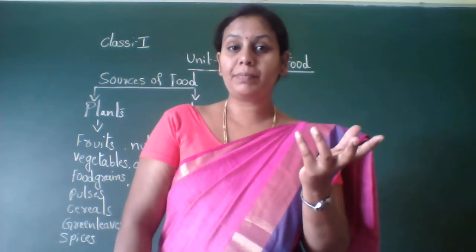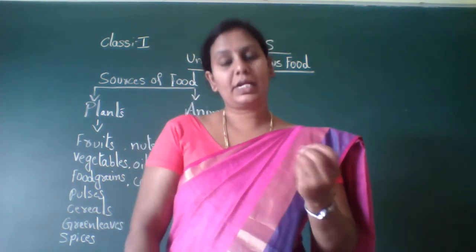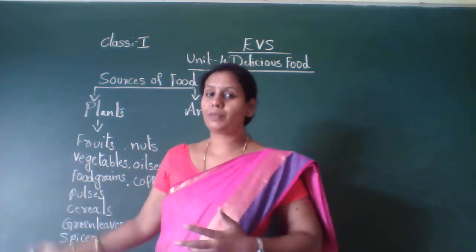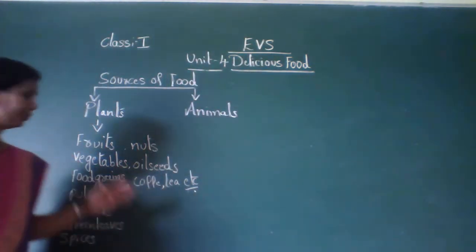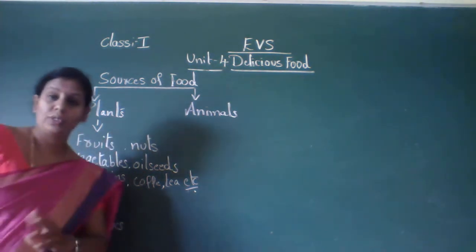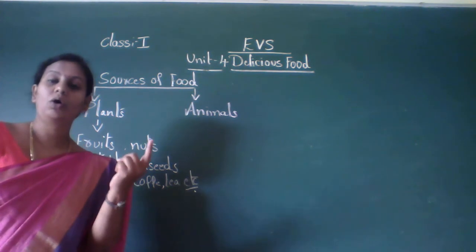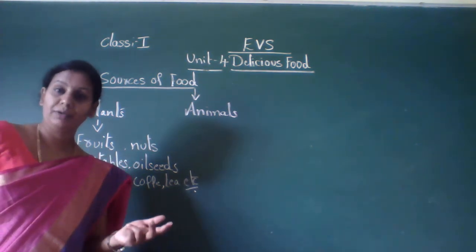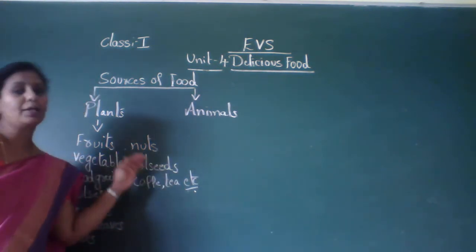Then flower part means cauliflower, broccoli, etc. we get from the flower part. Then from the fruit part we get different types of fruits. Now, whatever fruits, you all know. Name some fruits, children. Apple, mango, banana, orange, papaya, chiku, cherry, grapes, etc. So these are some fruits we get from plants.